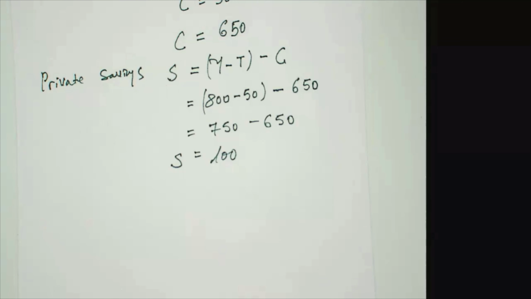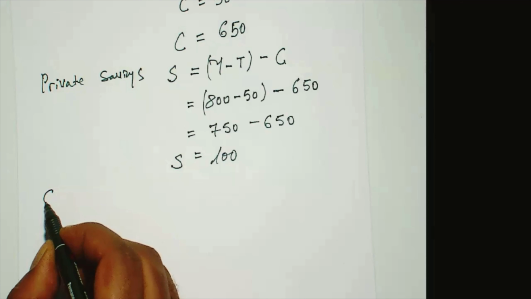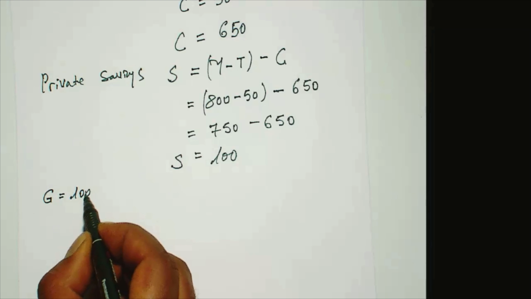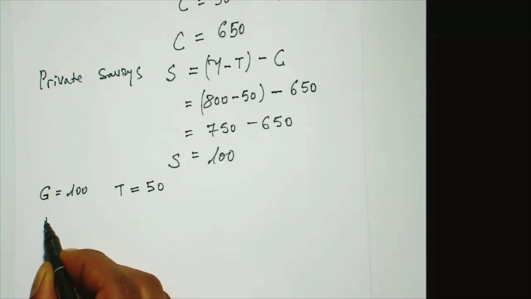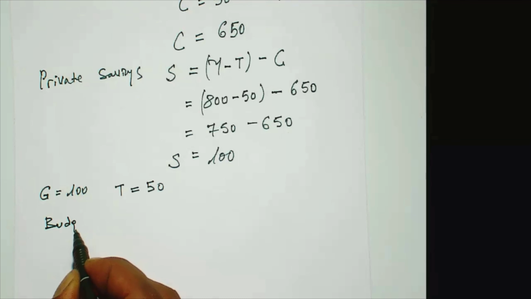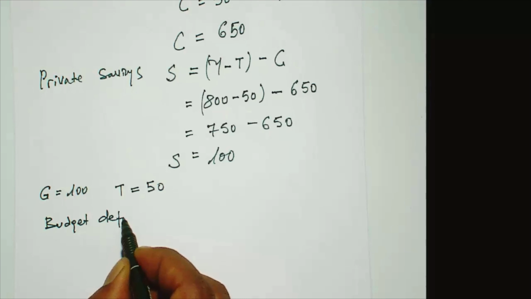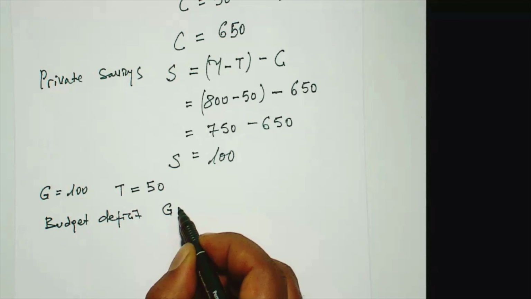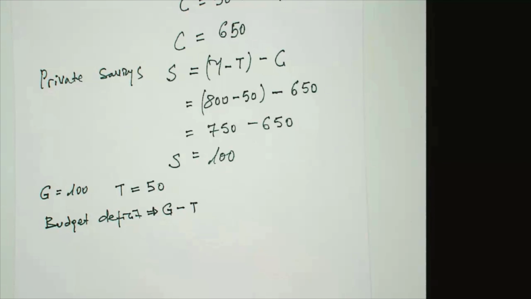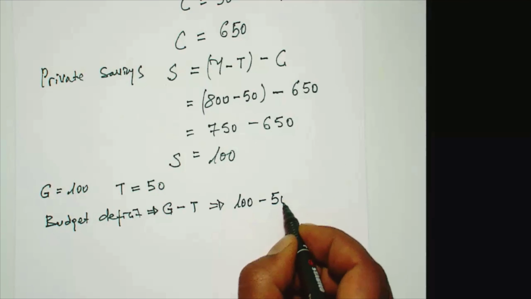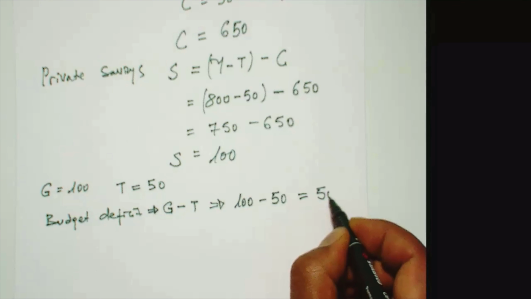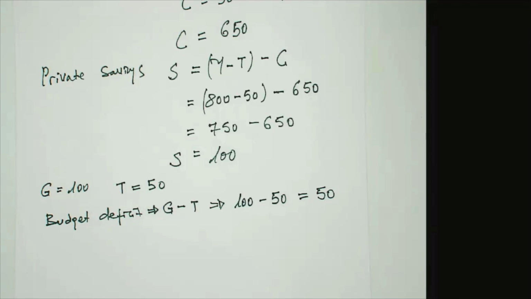Do we have a budget deficit? So we have said our government expenditure is 100 and our tax decreased to 50. And what is our G minus T? So this is again to say G is 100 minus our tax of 50, and we still have 50 units as a budget deficit.